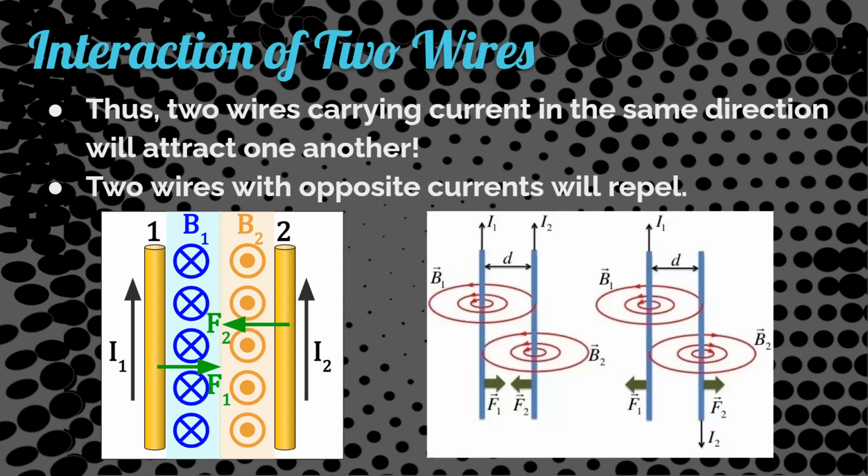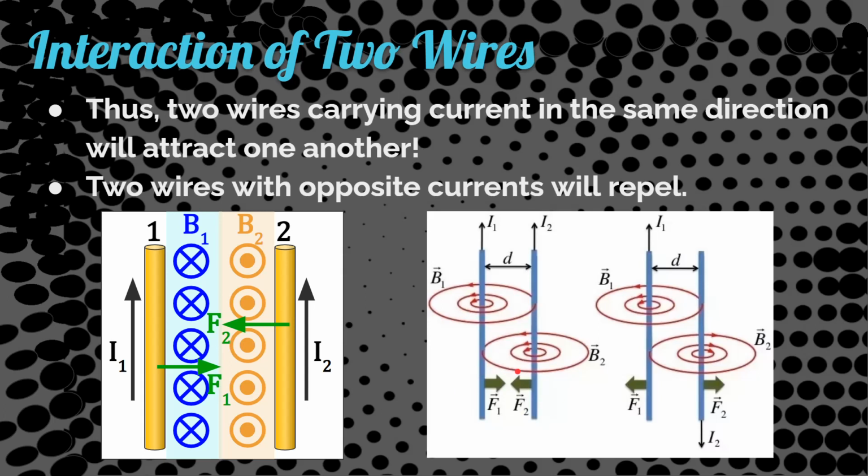So I would write down the bullet points on my screen, but if you want to know why, then you can look at the right hand rule stuff. Okay, but 2 wires carrying current in the same direction will attract one another. 2 wires with opposite currents will repel. So here's the 2 that are in the same direction. This is another illustration of it. Here's the fields generated. This field affects this wire. This field affects this wire, and it does so by causing them each to move toward the other.